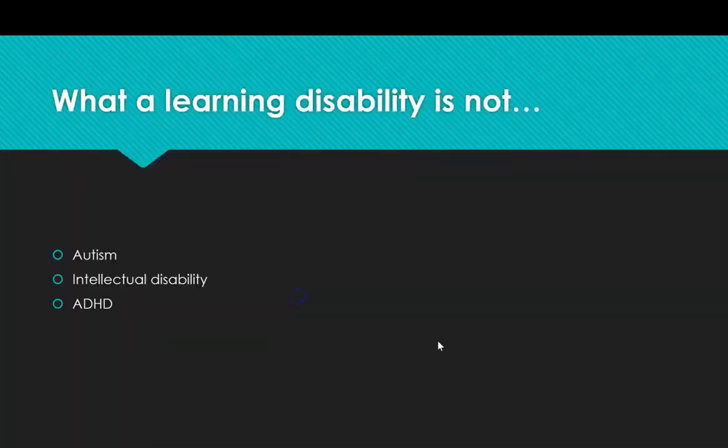What a learning disability is not. It is not autism, it is not an intellectual disability, and it is not ADHD. If you have autism, you cannot have a learning disability. If you have an intellectual disability, you cannot have a learning disability. If you have ADHD, you can just have ADHD, or you might have ADHD and also have a learning disability.